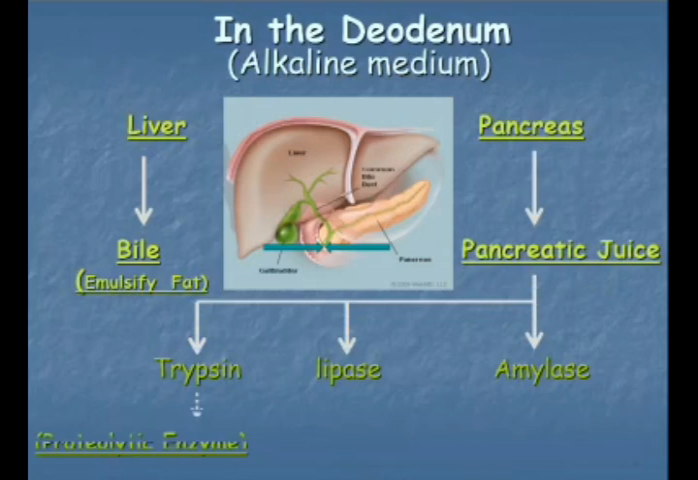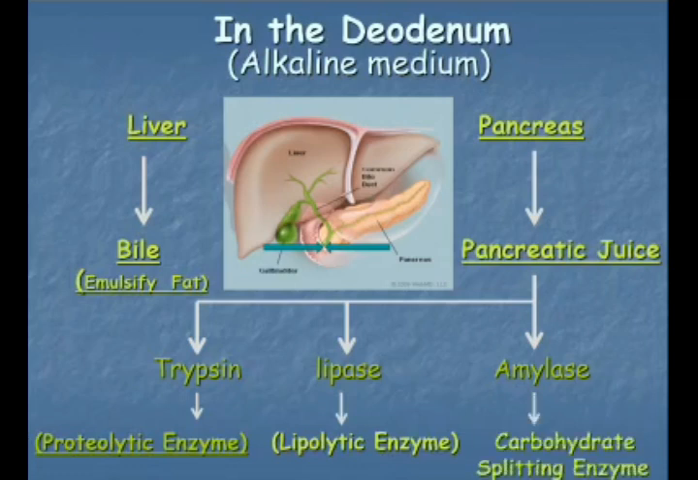This trypsin is a proteolytic enzyme which converts peptones into amino acids, and this pancreatic juice contains lipase, which is a lipolytic enzyme which converts fat into fatty acid and glycerol, whereas this pancreatic juice also contains amylase, which is a carbohydrate splitting enzyme, and it breaks down carbohydrate into glucose. Here the food at ampulla of Vater is mixed with pancreatic juice, which starts action by breaking down these complex food, whereas the bile emulsifies fat.